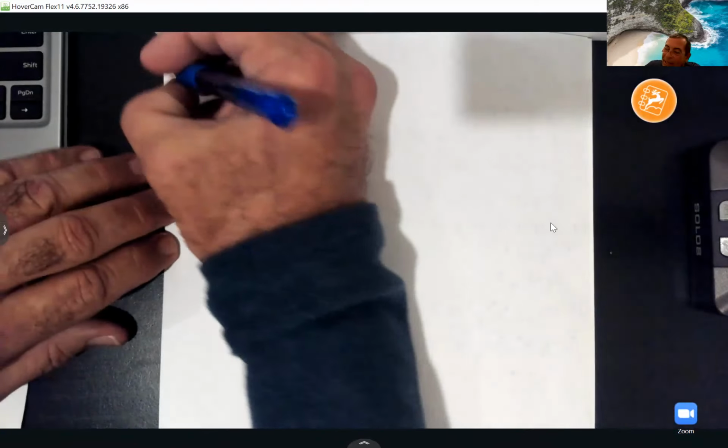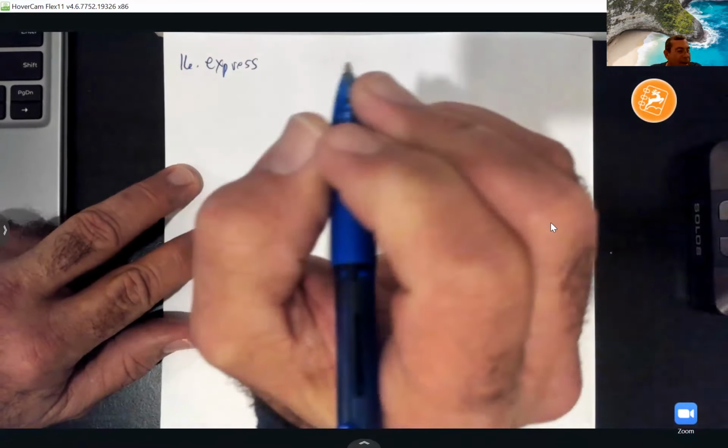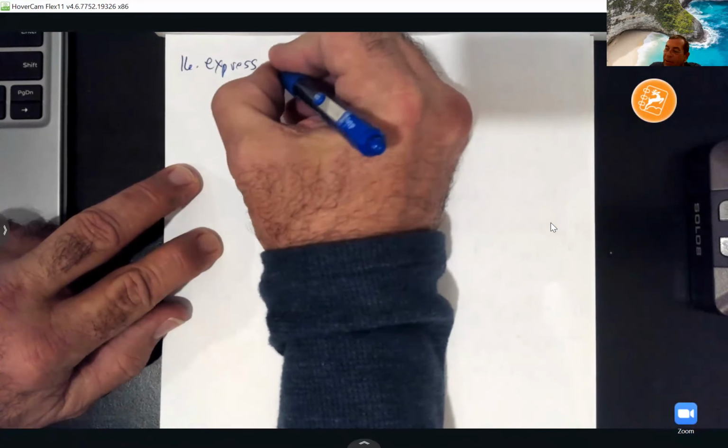All right, so 16 is the one I had y'all put a star by when we was doing this problem in class. And they want me to express as sums and differences.